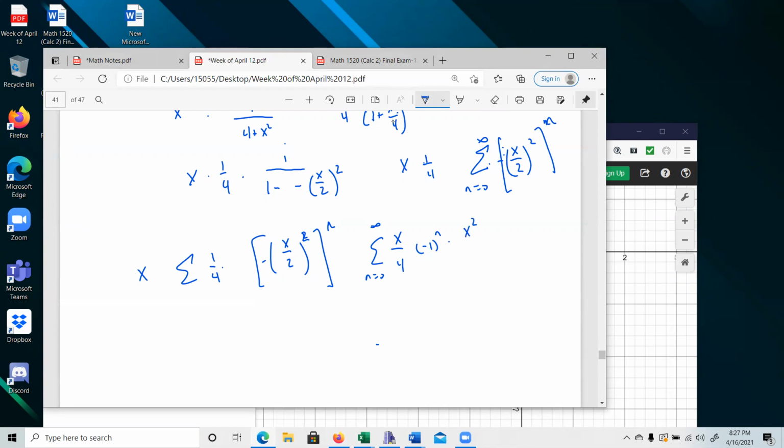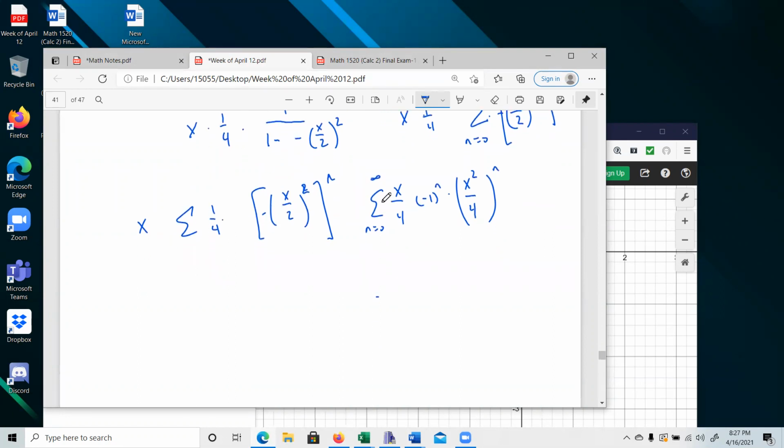We have x squared over 4, and this is raised to the nth power because that's what we're doing our geometric series on. Okay, so let's simplify this a little bit. Here we have x over 4, negative 1 to the n, and here we're going to have x to the 2n over 4 to the n. And then the last thing we're going to do is include this x in here.